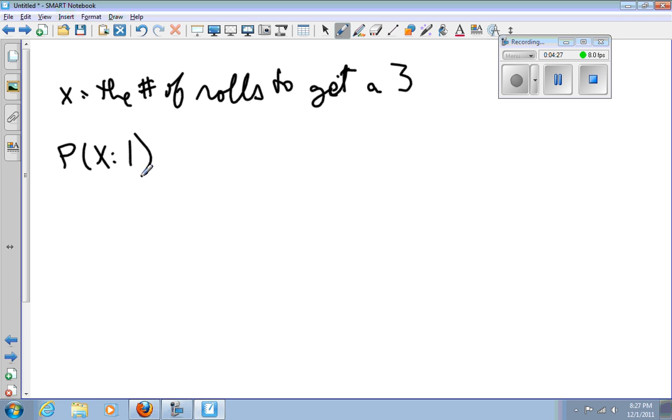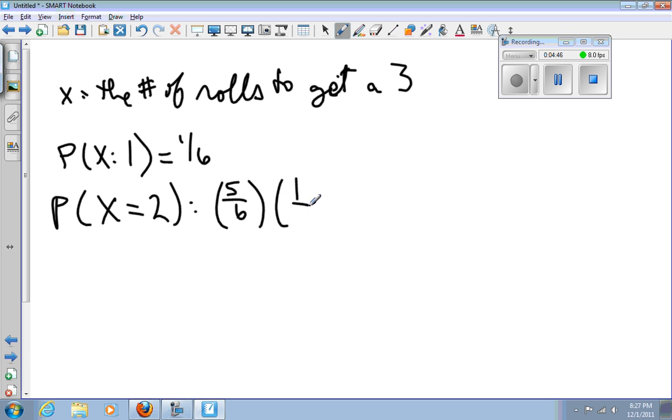So what's the probability my 3 comes on the first roll? 1/6. All right. How about the probability that my 3 comes on the second roll? Well, in this case, it wasn't the first roll, but it was the second roll. So I failed 5/6, and then I succeeded 1/6.